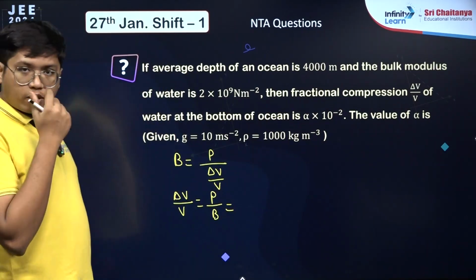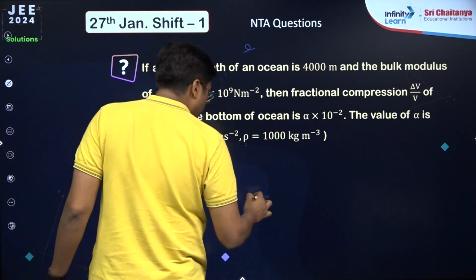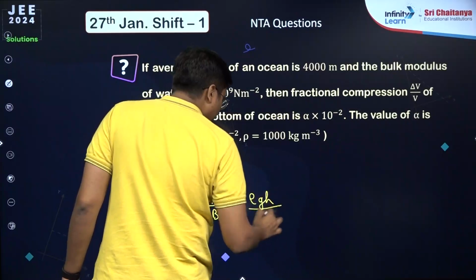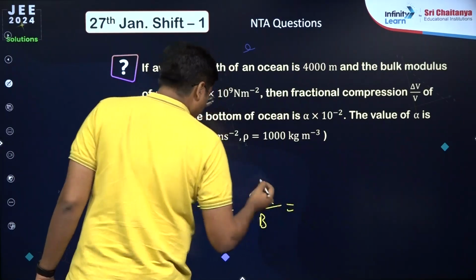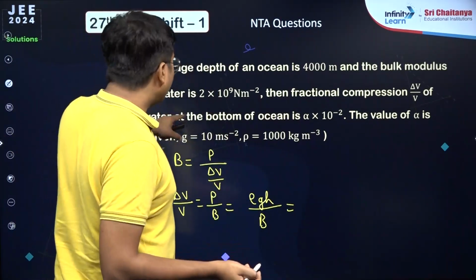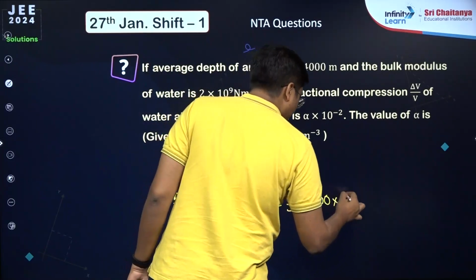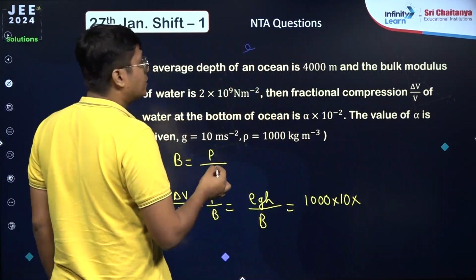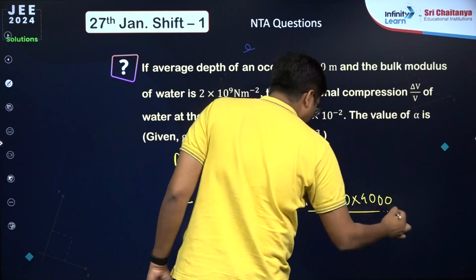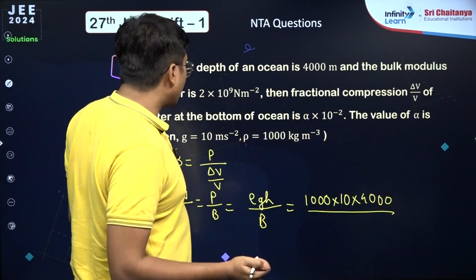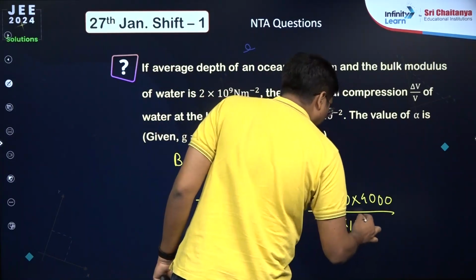Where does the pressure come from? It comes from the depth below the liquid surface. So it is just going to be rho g h divided by the bulk modulus B. Putting the values in, we have density of water 1000 kg per meter cube. g is 10 and the height is 4000 meter. So 4000 divided by the bulk modulus. The bulk modulus is given as 2 into 10 to the power 9.